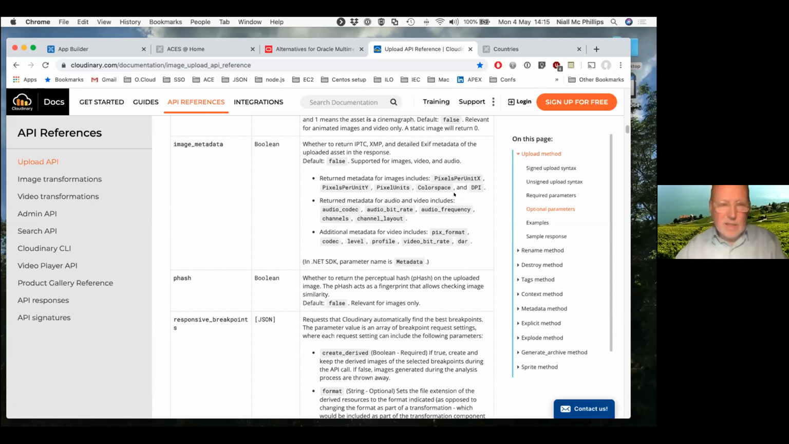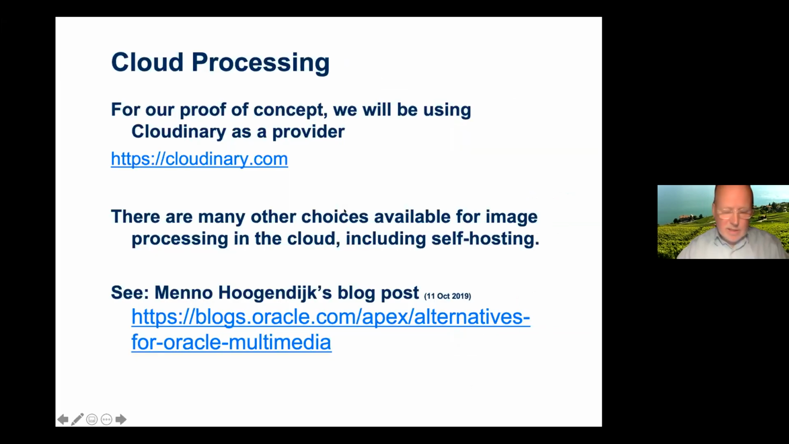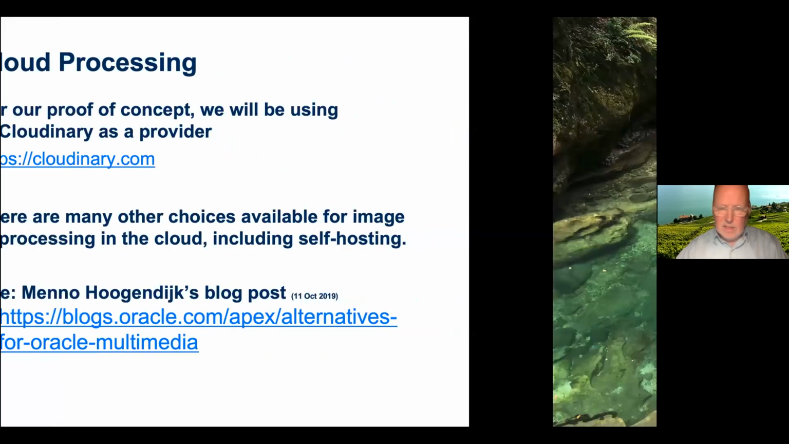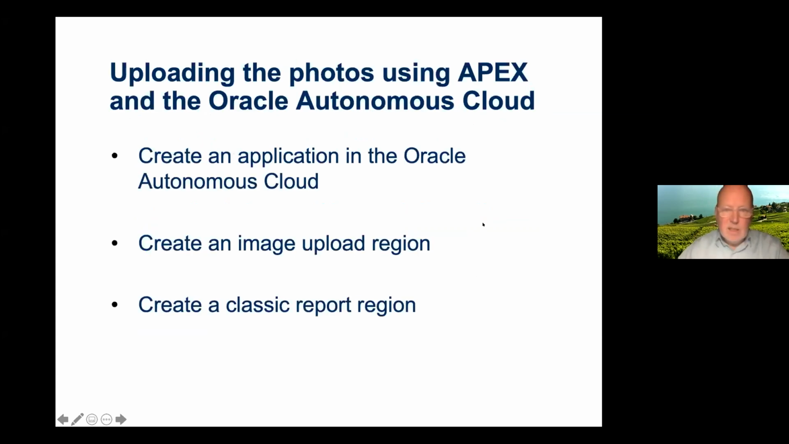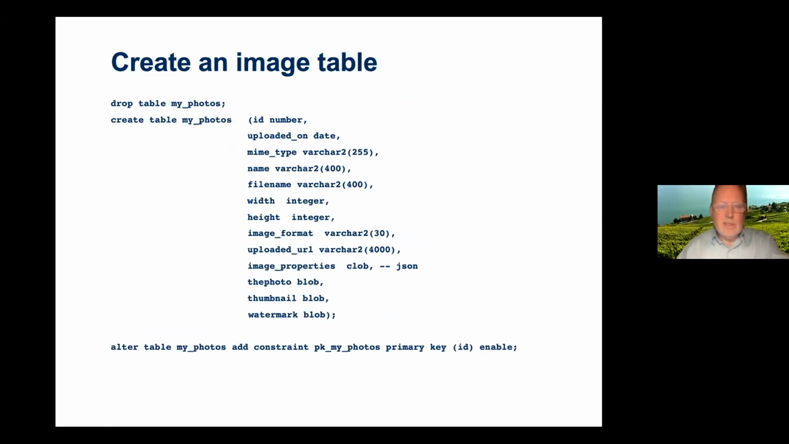So let's get back to our application. We're working with Cloudinary. We're going to use the API using REST services. Today, I'm going to use the Oracle Autonomous Cloud because it's there, it works, it's free for up to 2 databases. So I've created an application, I've created an image upload region, and I've created a variety of different report regions. I'm going to walk you through this shortly.